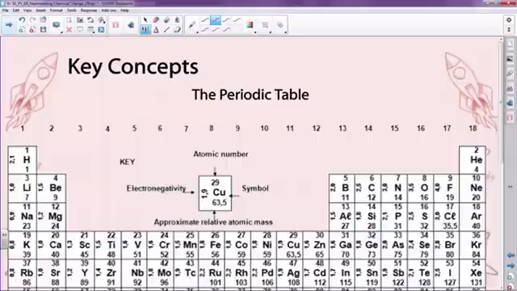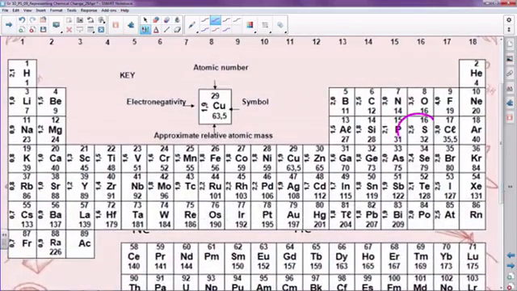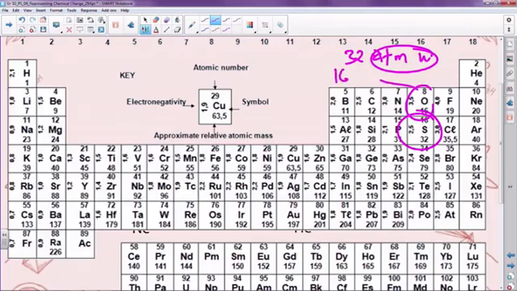Right, now the first element that we have is sulfur. We look for sulfur. There is our sulfur from the periodic table. The relative atomic mass of sulfur is 32 grams per mole, or 32 atomic mass units. We can think of it as atomic mass unit, as we discussed in the first term. And the other element is oxygen, which is 16. So the relative atomic mass of oxygen, each atom of oxygen, is 16 atomic mass units.